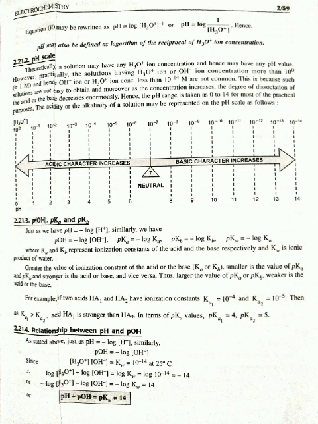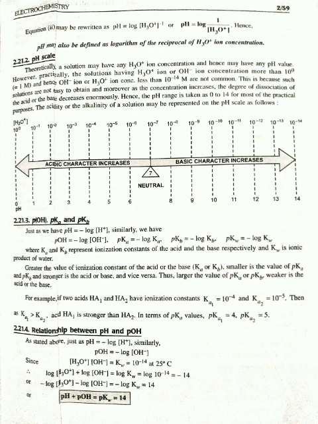Thus, the larger the value of pKa and pKb, the weaker is the acid or the base. For example, if two acids HA1 and HA2 have ionization constants Ka1 = 10^-4 and Ka2 = 10^-5, then Ka1 is greater than Ka2. Acid HA1 is stronger than HA2. In terms of pKa values, pKa1 = 4 and pKa2 = 5.